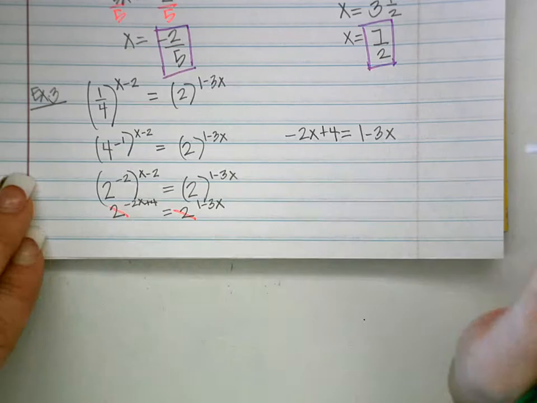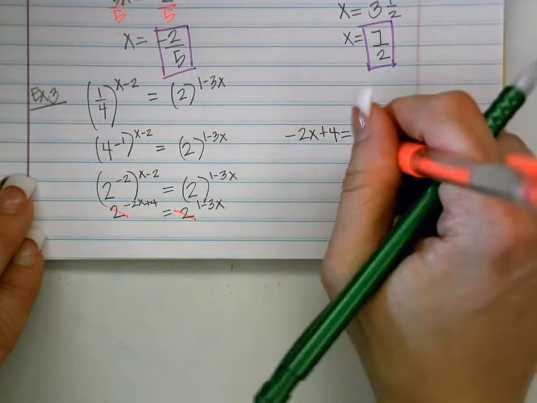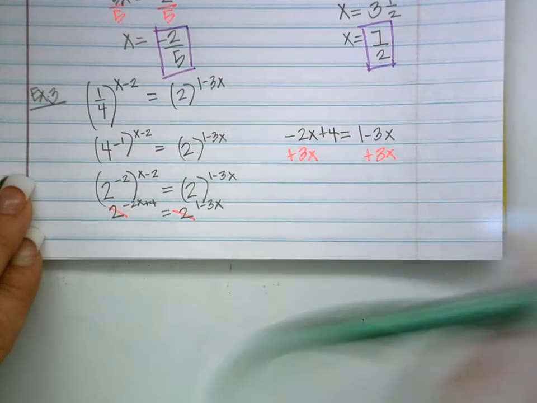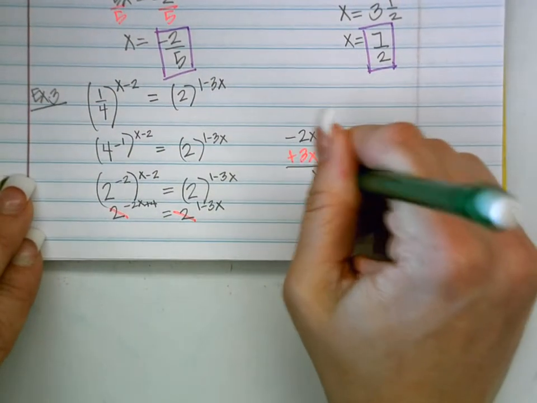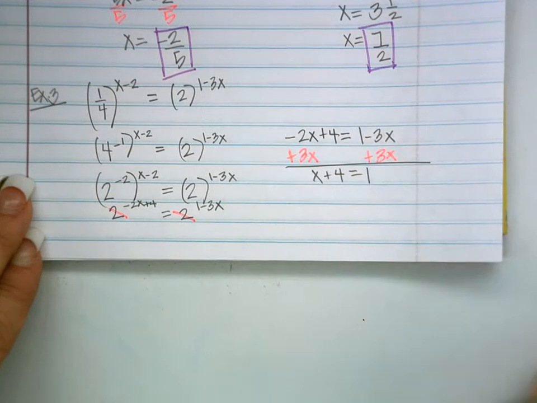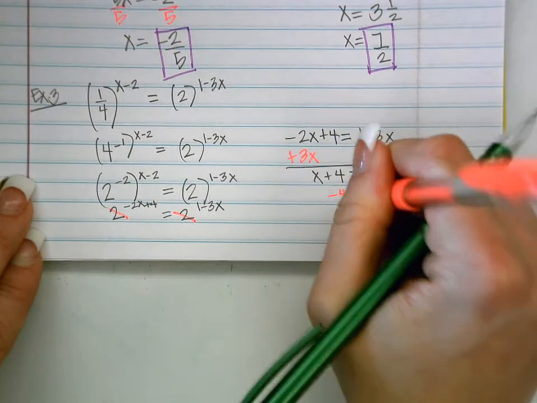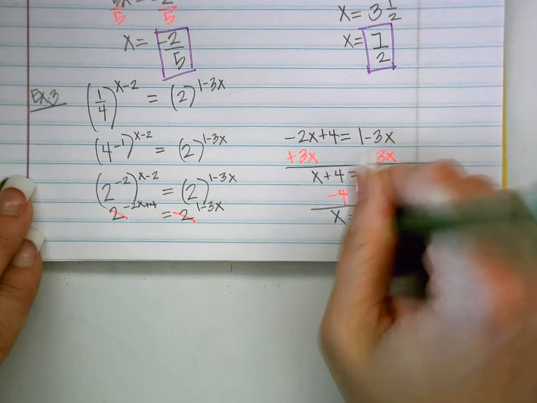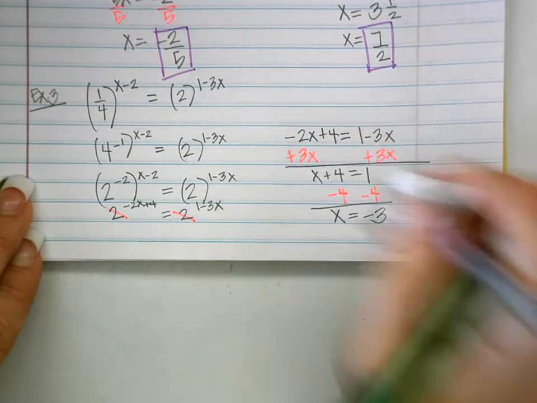Numbers and letters on opposite sides. You can move things however you'd like to. I'm going to add the 3x here. That leaves you with x plus 4 equals 1. You move the 4. It's going to leave us with x equals negative 3 for an answer.